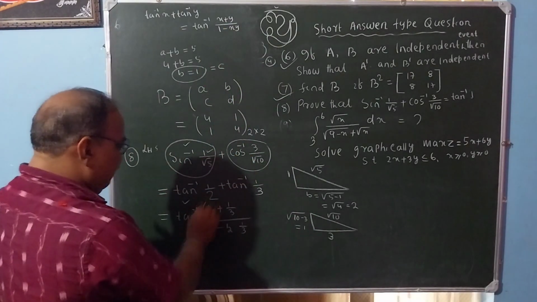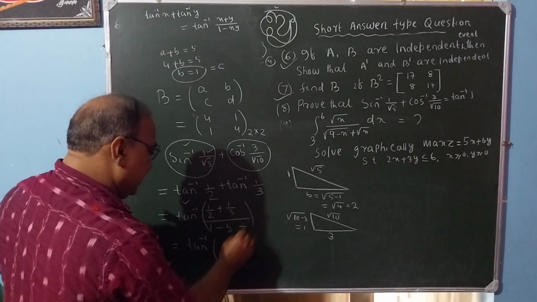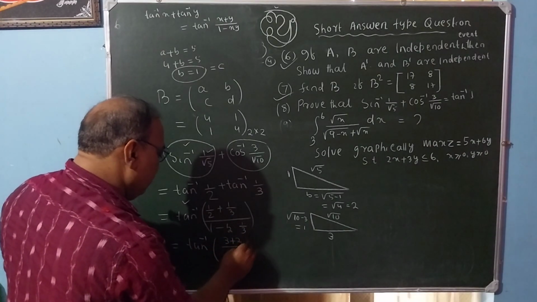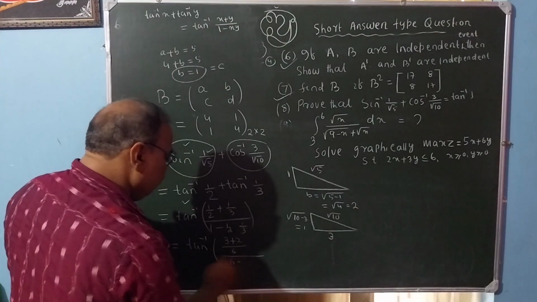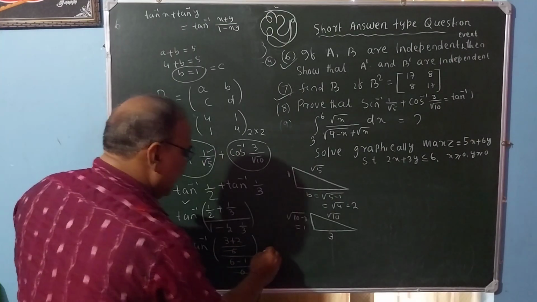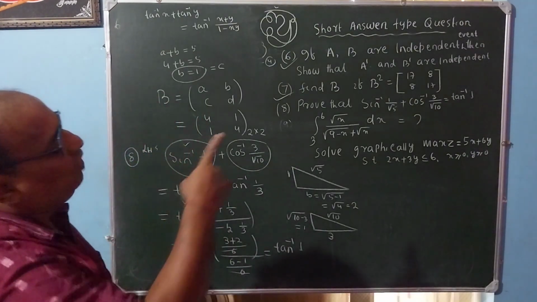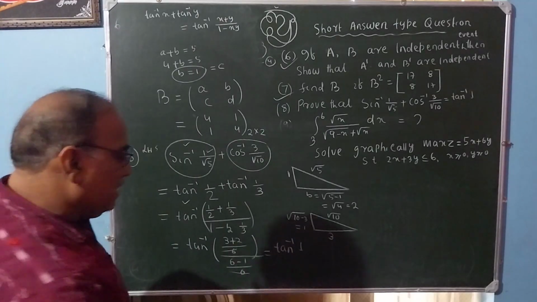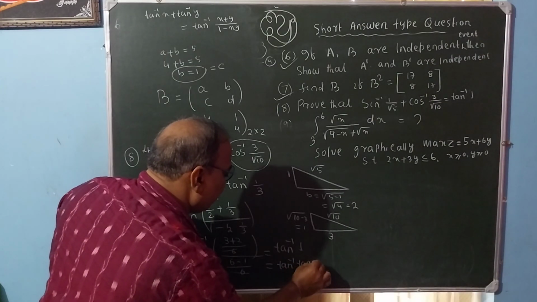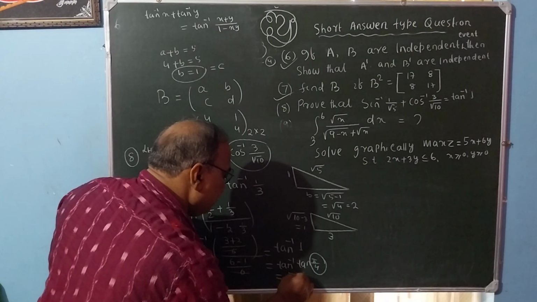So now we have to simplify it. Taking LCM, tan inverse, here it is 6, here it is 3 plus 2, here it is 6 minus 1 by 6, 6 cancelled. So that is tan inverse 1. Our aim is fulfilled, tan inverse 1. That can also be written as tan inverse tan pi by 4. So tan inverse of tan is equal to pi by 4.